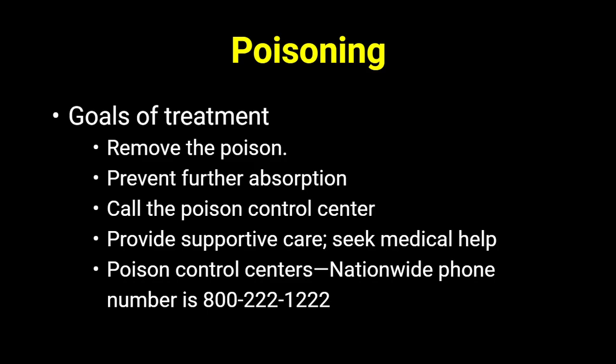The first step is to ensure the child's airway, breathing, and circulation are stable. If the child is unconscious, having seizures, or not breathing normally, call 911 immediately. If the child is stable, contact the Poison Control Center right away. The nationwide number is 1-800-222-1222, and experts are available 24 hours a day to provide treatment recommendations based on the specific poison involved.